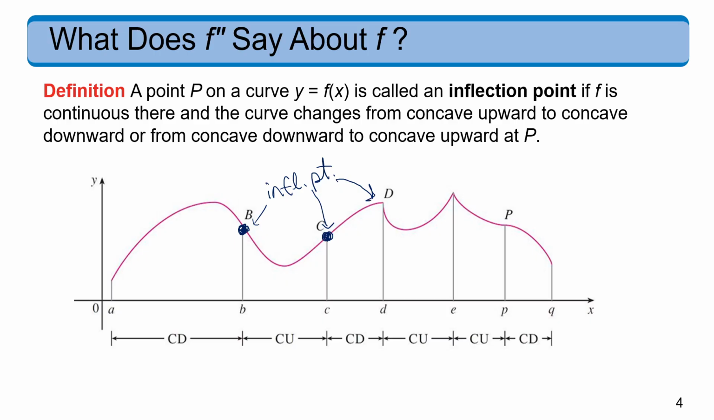Now notice here, this one, it's concave up to the left of that point, and it's still concave up to the right. So that's not an inflection point. At point P is, though, right? Because it's concave up over here, and then at point P it switches to concave down. So P is another inflection point.